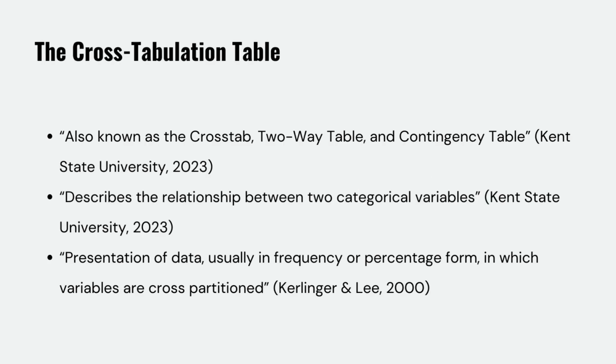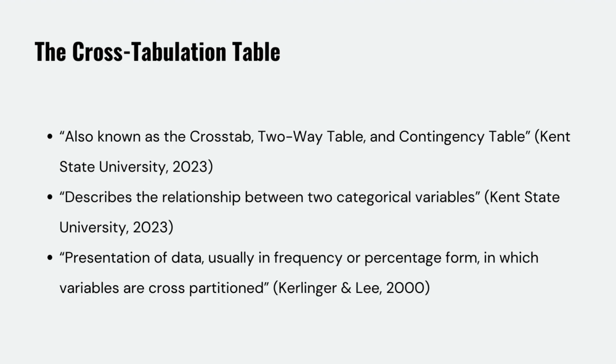So now let's go to the cross-tabulation table. The cross-tabulation table, also known as the cross-tab, two-way table, and contingency table, is a special type of table used to describe the relationship between two categorical variables. In other words, it is a numerical tabular presentation of data, usually in frequency or percentage form, in which variables are cross-partitioned.